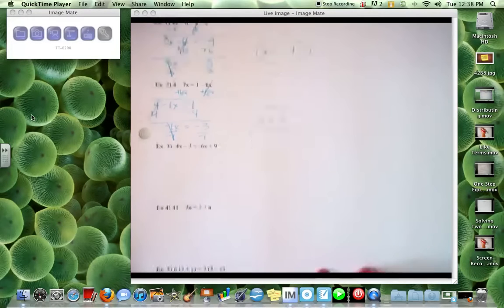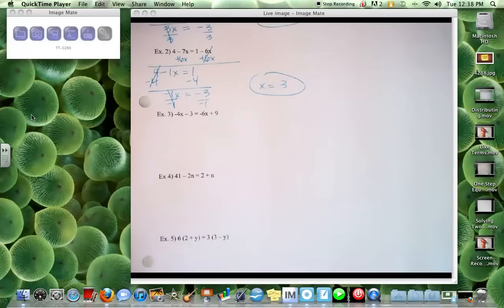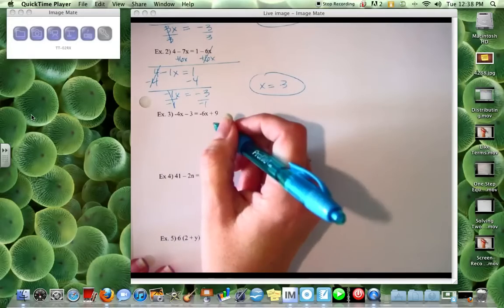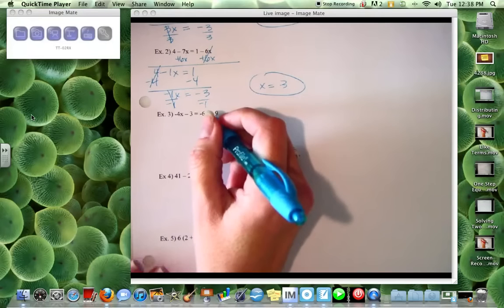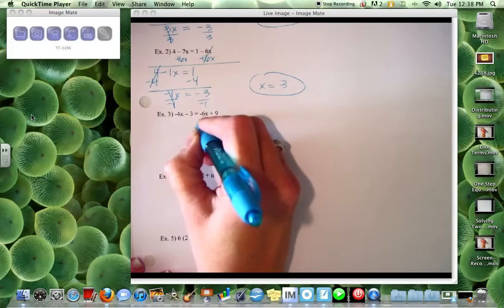Example 3. What am I going to move first? Negative 6x. The opposite of that is positive 6x.